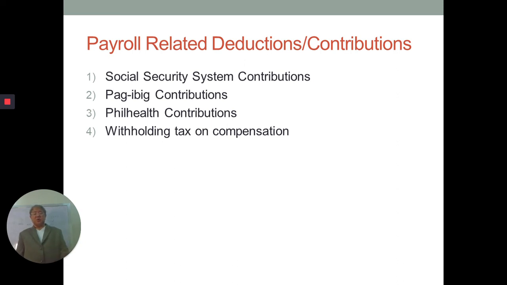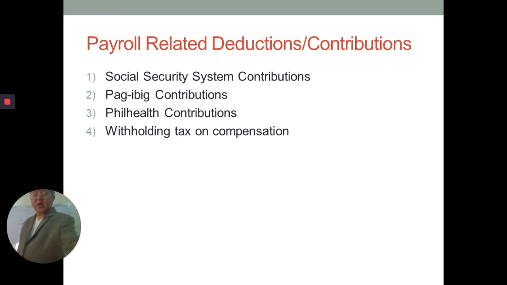Now, withholding tax on compensation, again, these are our contributions to the government. Okay. So for employees, even before you receive your pay or your salary, a portion of that has already been deducted from the gross amount, okay, and remitted to the government by your employer on your behalf. Okay, so we'll discuss each one.